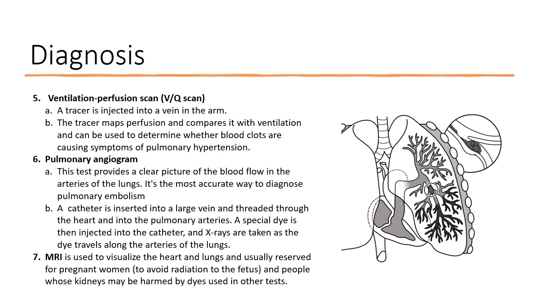In a pulmonary angiogram, a catheter is inserted into a large vein and threaded through the heart and into the pulmonary arteries. A special dye is then injected into the catheter, and X-rays are taken as the dye travels along the arteries in the lungs. In some people, the procedure may cause a temporary change in heart rhythm. In addition, the dye may cause increased risk of kidney damage in people with reduced kidney function.